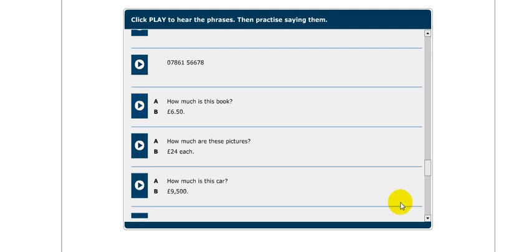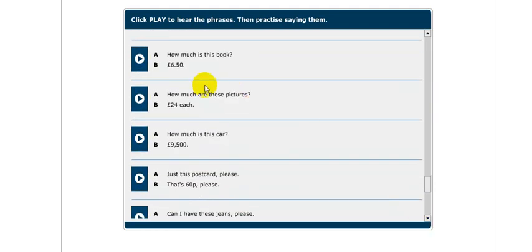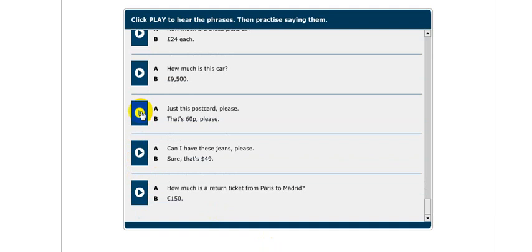07861-56678. Prices. How much is this book? £6.50. How much are these pictures? £24 each. How much is this car? £9,500. Just this postcard, please. That's 60p, please. Can I have these jeans, please? Sure, that's $49. How much is a return ticket from Paris to Madrid? €150.